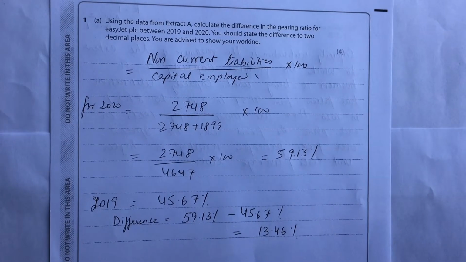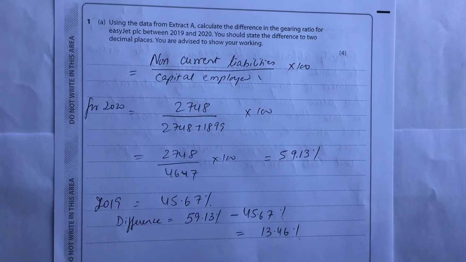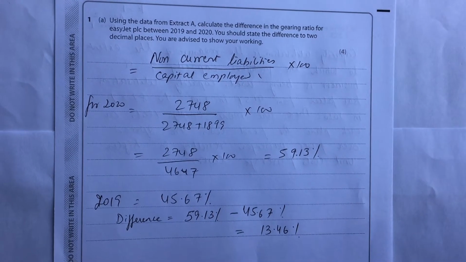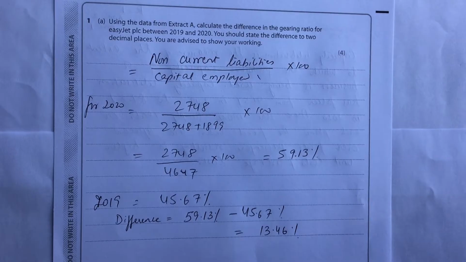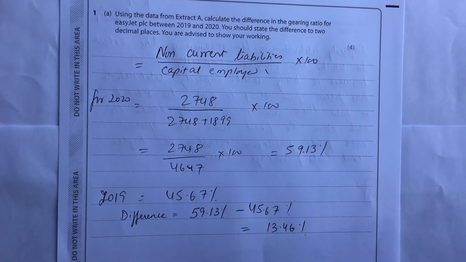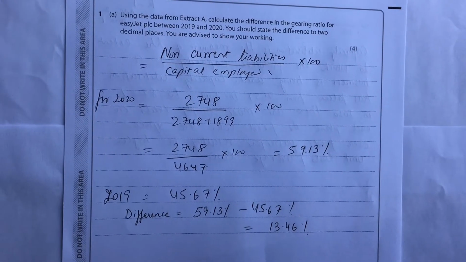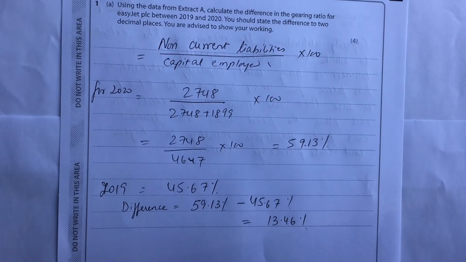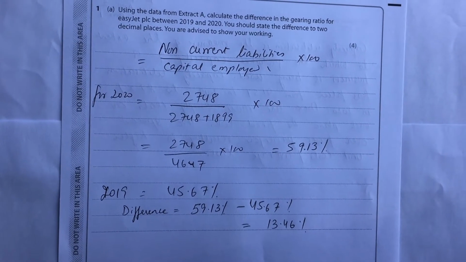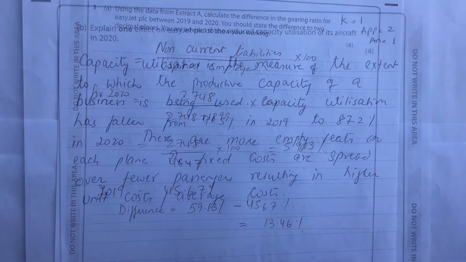So gearing ratio is non-current liabilities divided by capital employed times 100, and you have to calculate the difference between 2019 and 2020. So calculate for 2020 first, put in the values, calculate for 2019, find the difference and give your answer. So this is the easy way to score 4 marks.